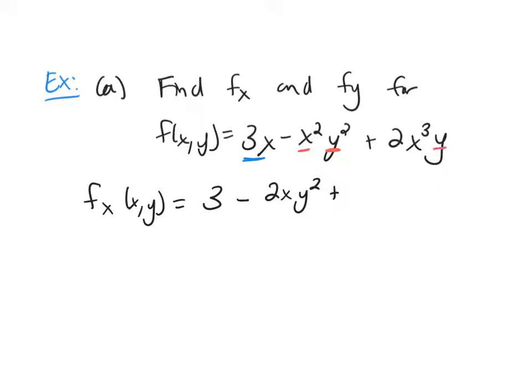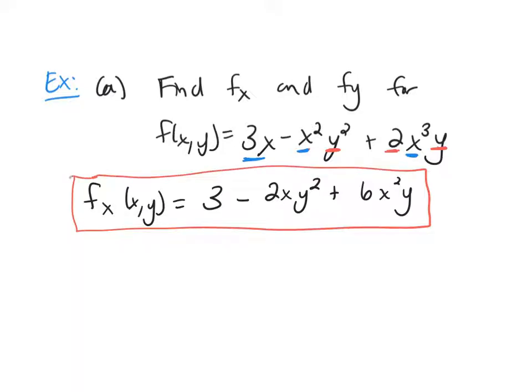And again here, this y is just a constant like 2. So then the only part I need to take the derivative of is x cubed. So we're going to get 6. This will bring the 3 down, 6x squared and the y. So that is fx. Now let's find fy.